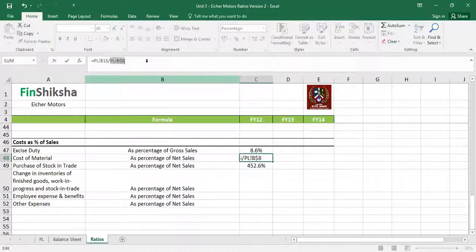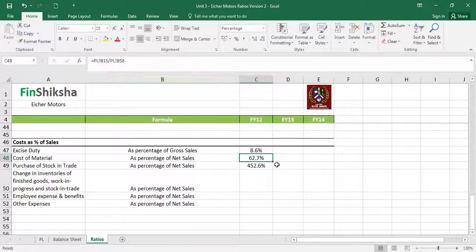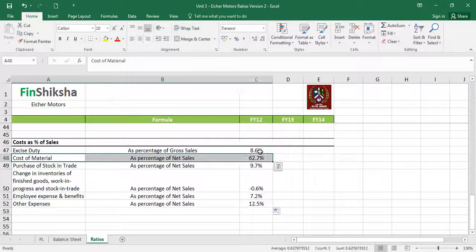So I've frozen the row of sales, right? You see the dollar in front of 8. So that's frozen the row, but I've not frozen the column. We've learned this already in Excel. I do that and I just drag it down. And we find all the costs as percentages of net sales, and that gives us an idea of which are the highest costs that the company has to take care of, right? So cost of material is the biggest cost.